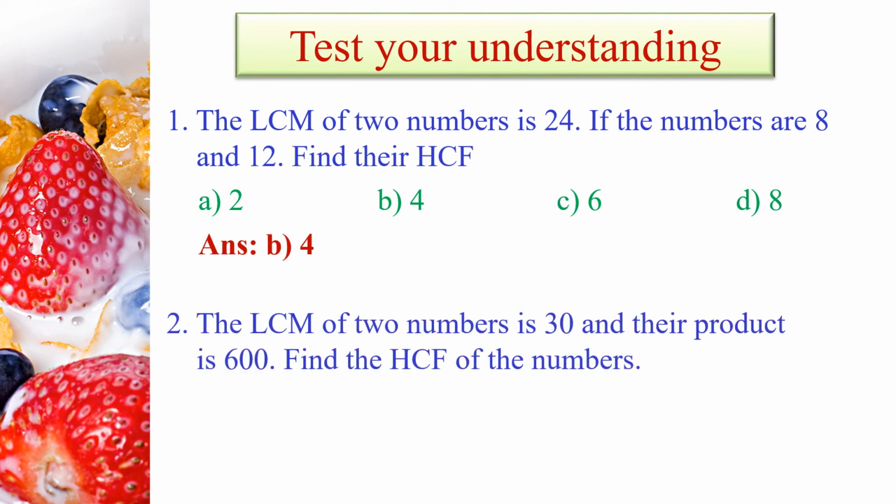The LCM of two numbers is 30 and their product is 600. Find the HCF of the numbers. We know that HCF formula, isn't it? That is product of the numbers divided by LCM. That means 600 divided by 30. The options are A 20, B 40, C 60 and D 80. When you simplify, you will get option A, that is 20.